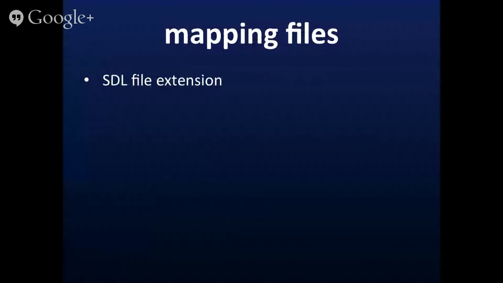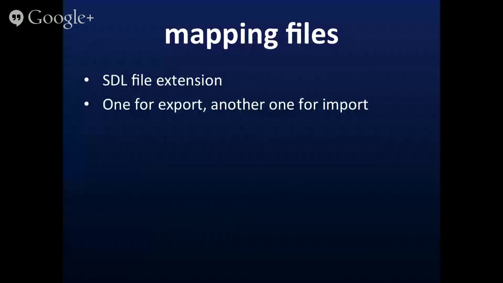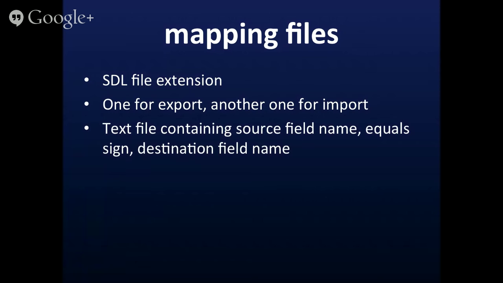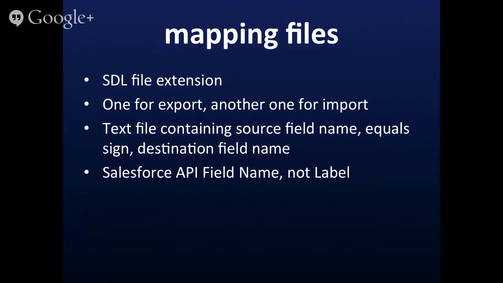Mapping files have an SDL file extension. You typically need one for export and a different one for import, because on export, you're just exporting the fields that are in your object. On import is where you map up the relationships and tell it how to work its way up and find the correct record in the related object. A mapping file is simply a text file containing a source field name, an equal sign, and a destination field name. Very simple.